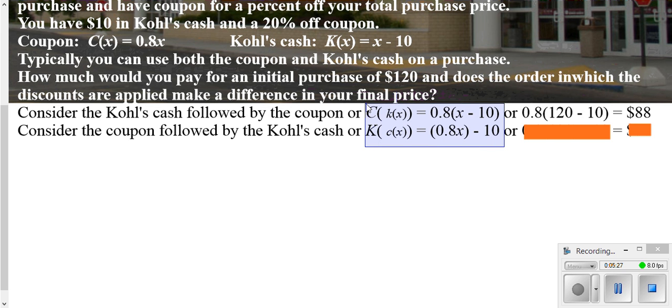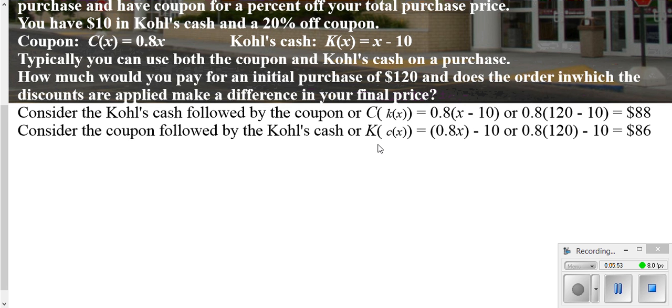We worked out the top function for our $120 price. Let's work out our bottom function for our $120 price. So we put 120 in here, take 80% of it, and then subtract 10. Well, in that case, we get $86. So it's better for you if they do the coupon first and then the Kohl's cash. However, the store's into making money.